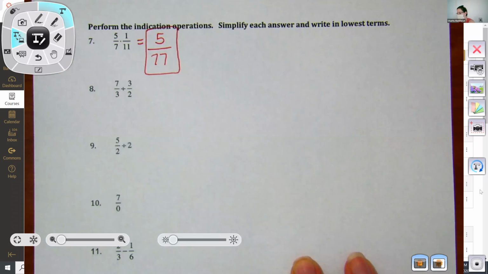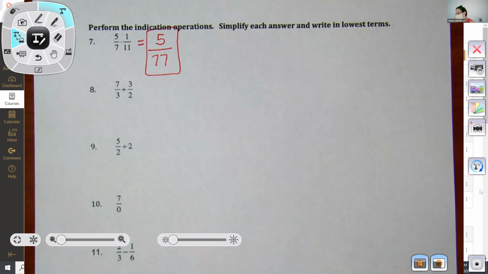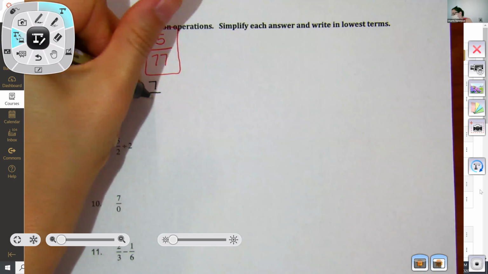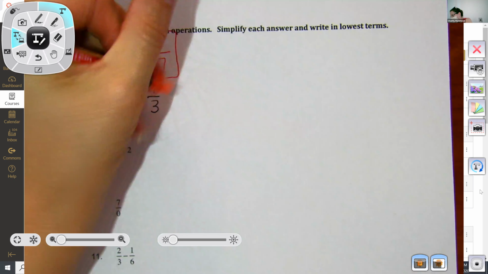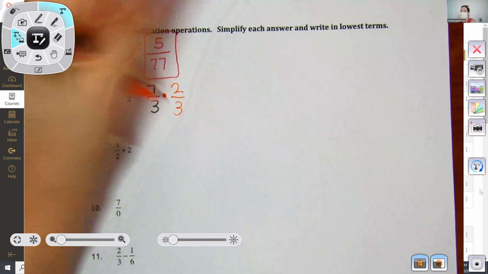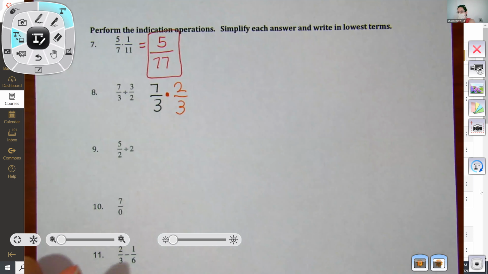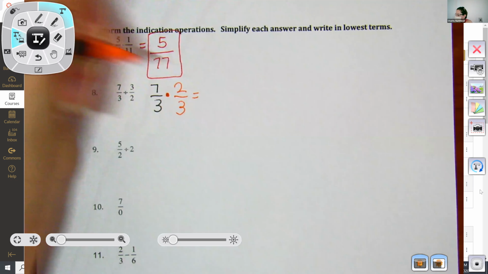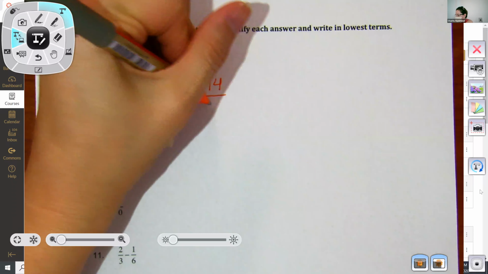Number 8, 7 over 3 divided by 3 over 2. Well, first we need to flip because it's dividing. So we need to flip it. 7 over 3 multiplied by 2 over 3. So since it's dividing, we have to do that first, then see if we can reduce anything. And now we can't. So 7 times 2 is 14, 3 times 3 is 9.